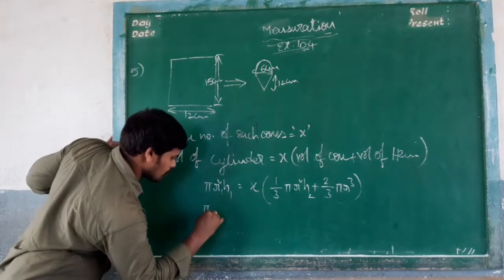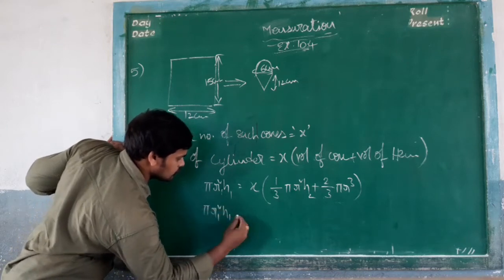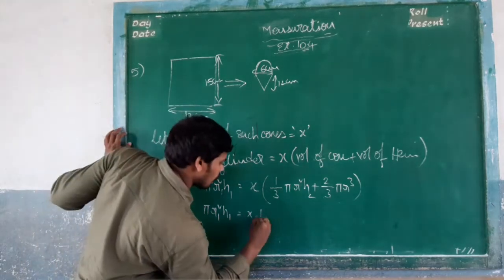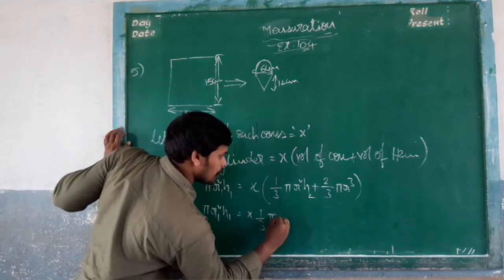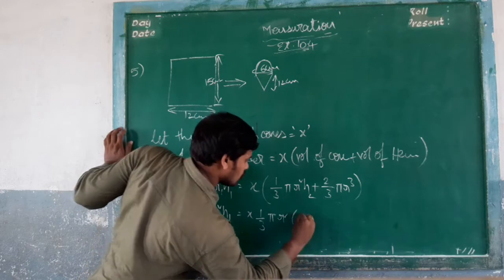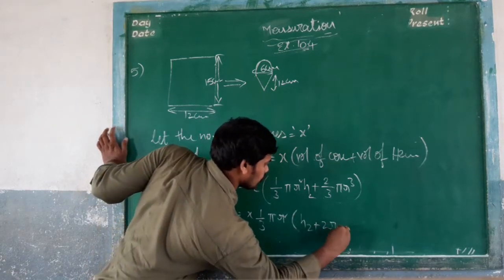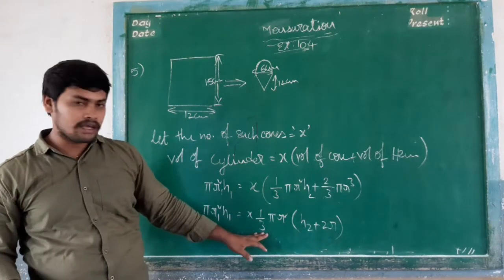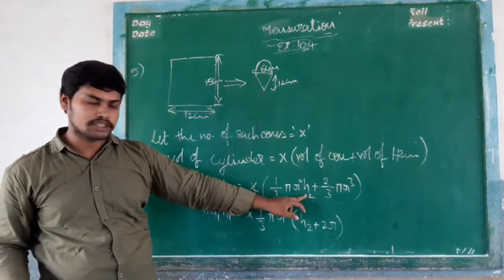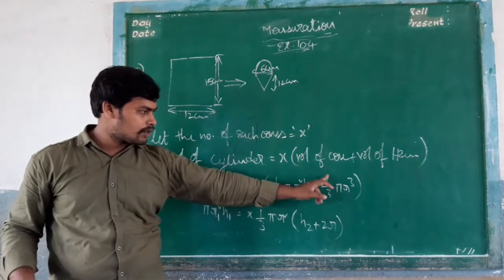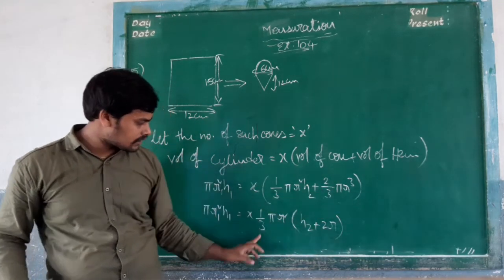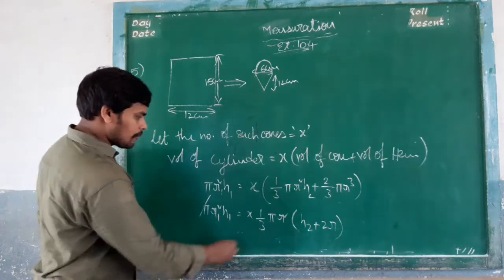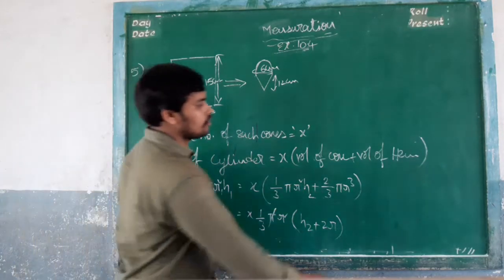So pi r1 square h1 equals... what is the common factor of both these terms? 1 by 3 pi r square. So that is equal to h2 plus 2r. Okay, 1 by 3 pi r square, I removed from the first term. The old h2 is there, write down h2. Similar to 1 by 3 pi r square, 2 is there and only 1 r is there. So pi cancels. Okay.